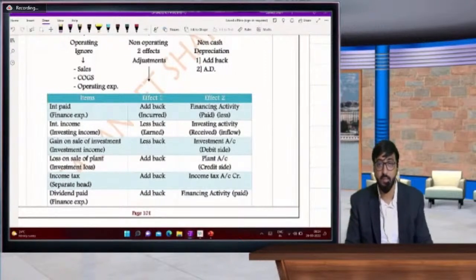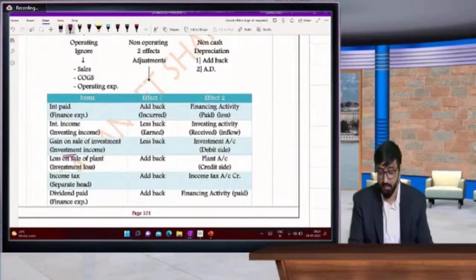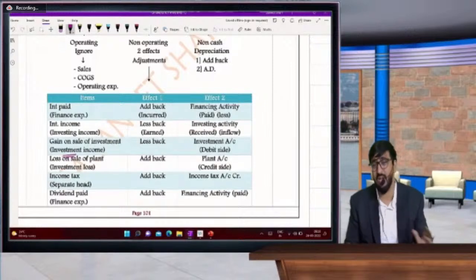Interest income is less because it's investing income, so not an operating item. And the second effect is in investing activity inflow. Gain on sale of investment, again this is non-operating investment income, so less. The reason is here, less on the debit side of the investment account. Please understand this chart. Loss on sale of plant, add back the loss on investment, and on the credit side of the plant account.